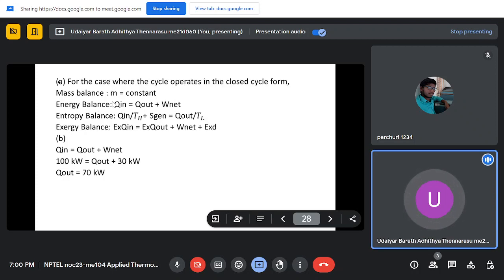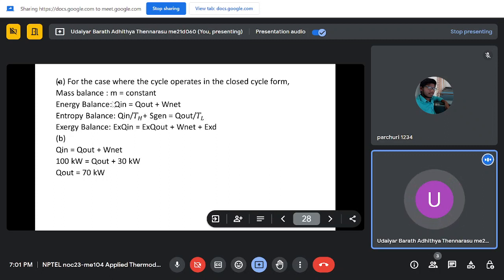Then you are rejecting heat to the ambient. So there will be some EX Q out. So we have to calculate Q out to calculate the EX Q out. The formula will remain the same: Q out into 1 minus T naught by the temperature T at which that heat transfer is happening. And out of this process, due to friction and other irreversibility, some amount of exergy will be destroyed. That is represented as EXD. So these are all the balances which have been listed.